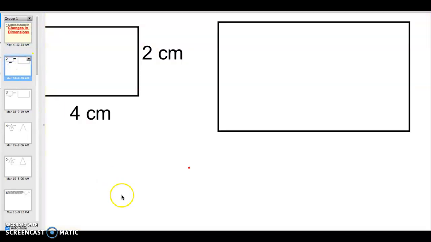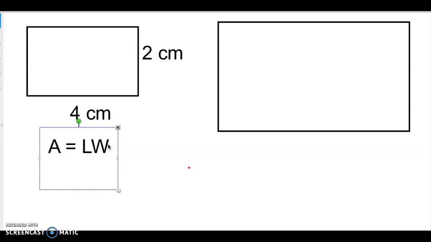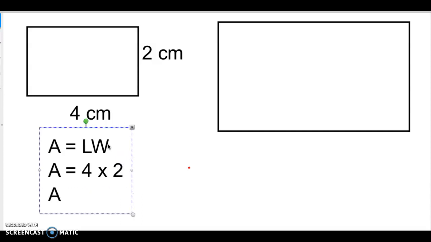Okay, so the first example that I have for you is a rectangle right here. The length is 4 and the width is 2. If I were going to find the area of this rectangle, the formula for the area of a rectangle is length times width. It's similar to a parallelogram, but instead of calling it base and height, we call it length and width. So the length is 4 and the width is 2. If I multiply 4 times 2, the area is 8, and it's 8 square centimeters.